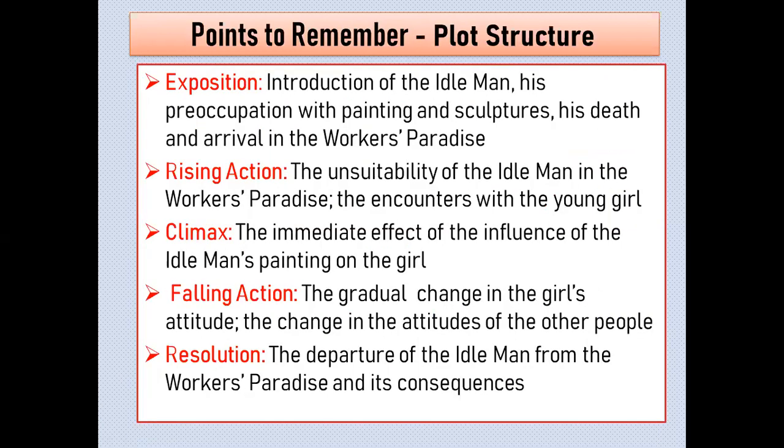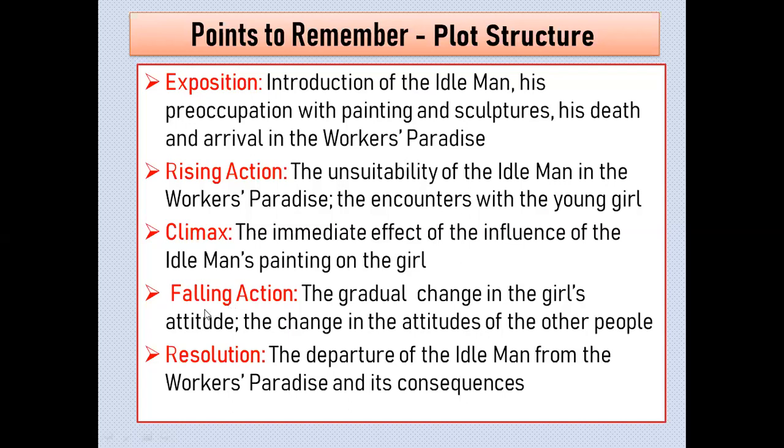So students, let us quickly look at the plot structure. As we have seen, it begins with the exposition, where we had the introduction of the idle man, his preoccupation with painting and sculptures, and his death and arrival in the workers' paradise. Then the part of the story which comes under rising action describes the unsuitability of the idle man in the workers' paradise, and it also describes the encounters with the young girl. And the climax of the story comes midway, where we can see how the influence of the idle man's painting changes the attitude of the girl.